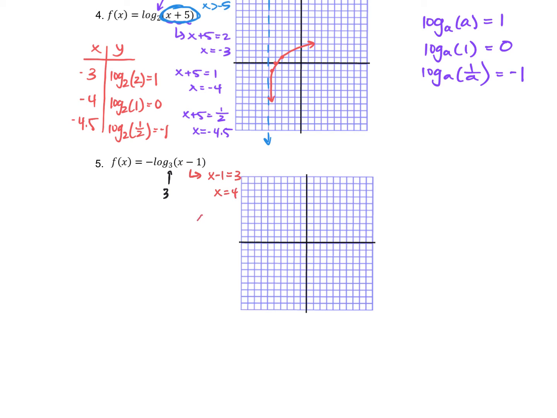I would like the argument x minus 1 to be equal to 1, so that means my x value is going to be 2. Lastly, I would like x minus 1 to be equal to 1/3, so my x value is going to be 1 1/3, or 4/3 if you want to leave it as an improper fraction.